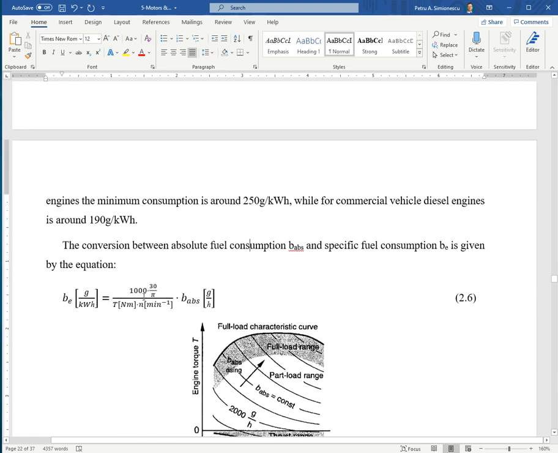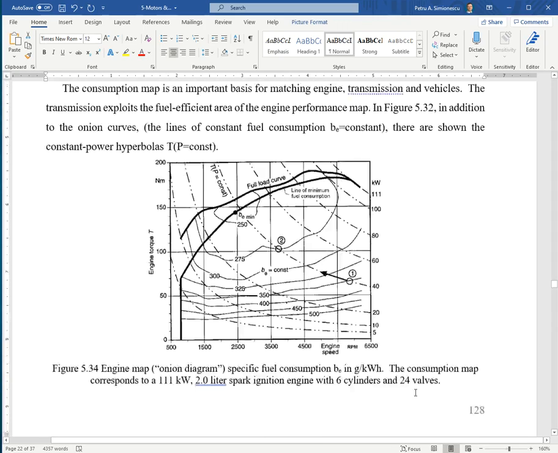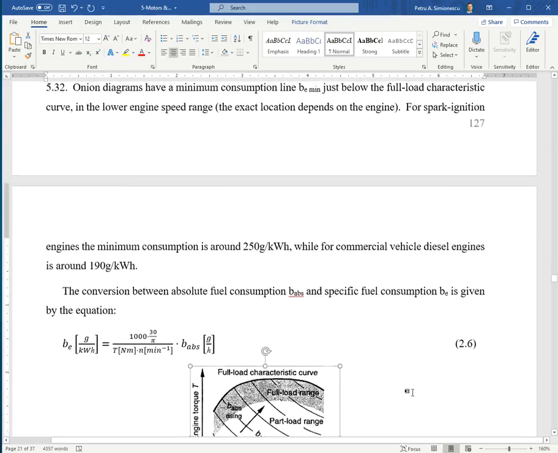So you just divide by the actual power and get the relative fuel consumption. And this is how a relative fuel consumption diagram would look like.